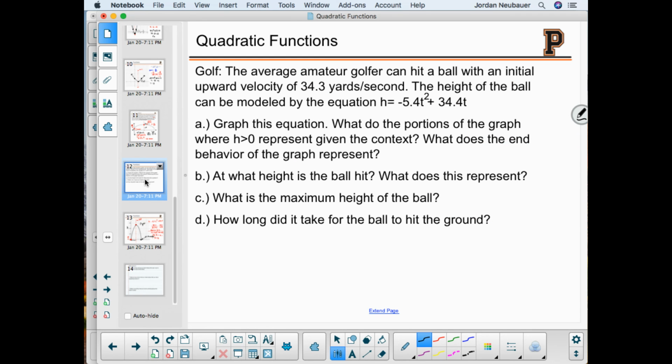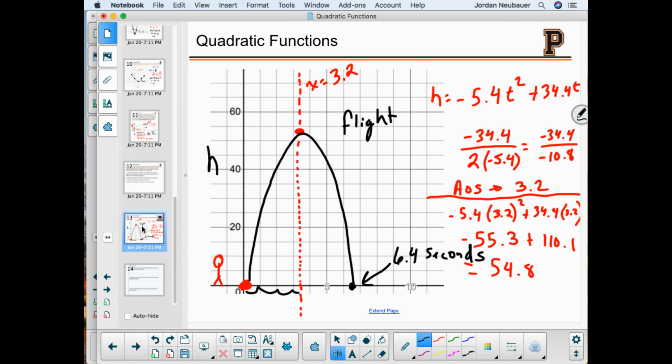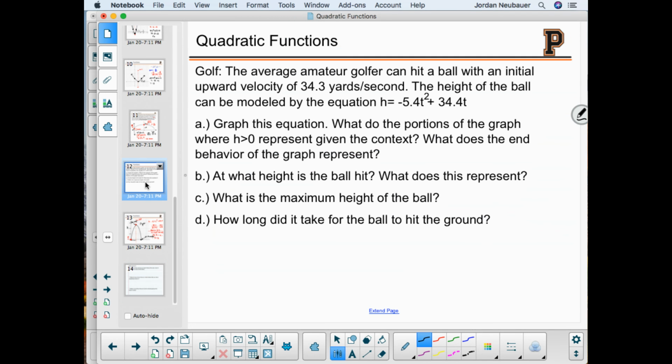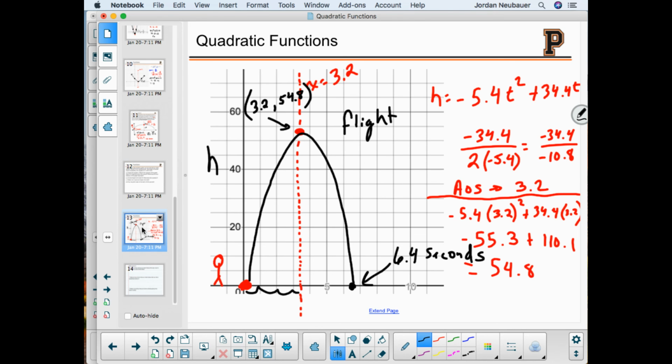What's the maximum height? Well, we figured that out. 54.8 was our vertex here. So 3.2 comma 54.8 is the vertex. And the last question that was asked there was how long did it take for the ball to land? Well, it's about 2 times the axis of symmetry. The ball hits its maximum height at 3.2. It's going to land about 6.4 seconds past. A lot of math involved.